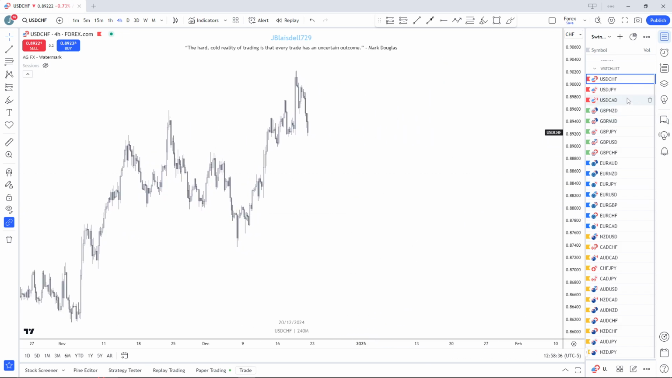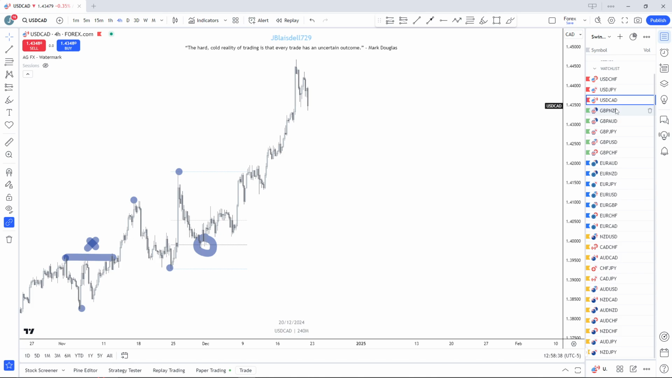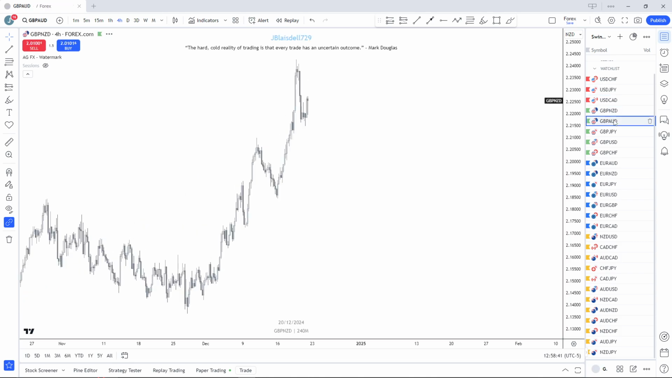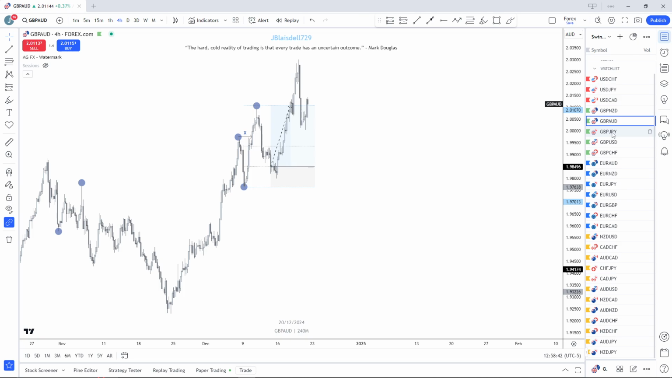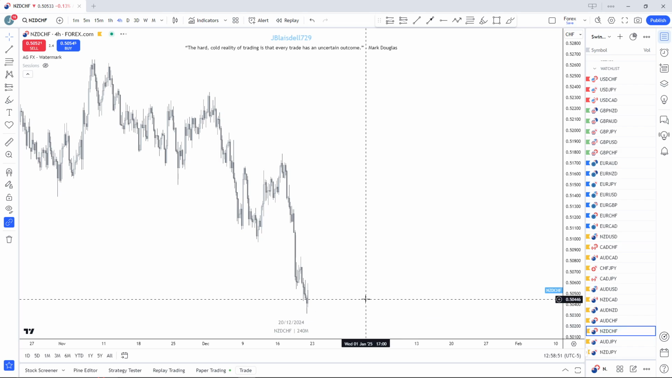Any other setups you guys are looking at? Let's see here. I don't see too much else. This was another one. I didn't really like this one because no liquidity sweep, but I saw some people have that one. Waiting on NZD Chef. Let's see. Yeah, that's not bad.